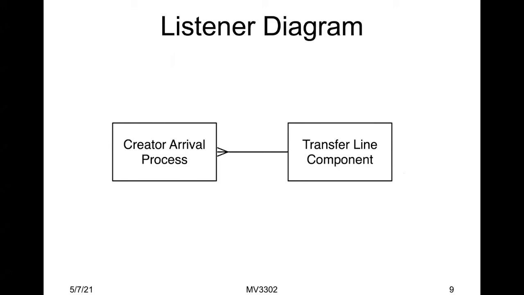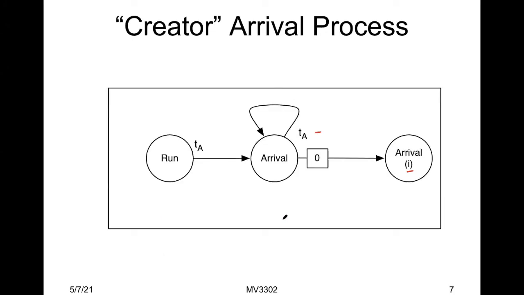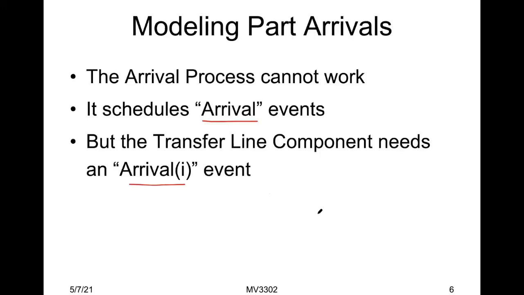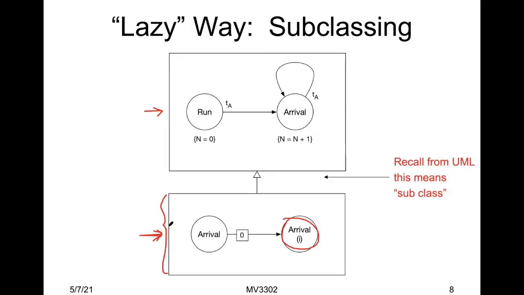Okay, so now if we wanted to hook this up to the transfer line component, this is how we would do it. We would have this creator arrival process, and then the transfer line component would simply be listening to it. That's what this indicates. And again, when that happens, these arrival events with 0 argument would then trigger the arrival event in the transfer line component.